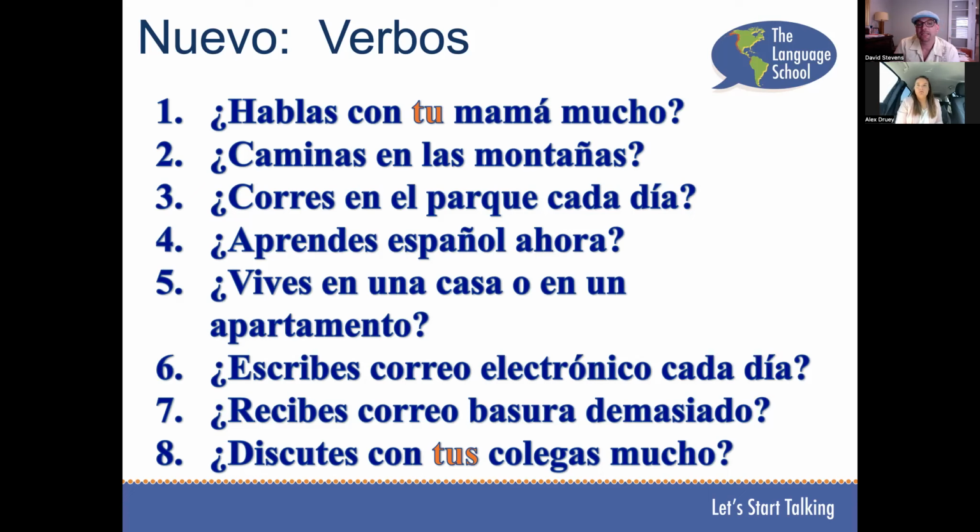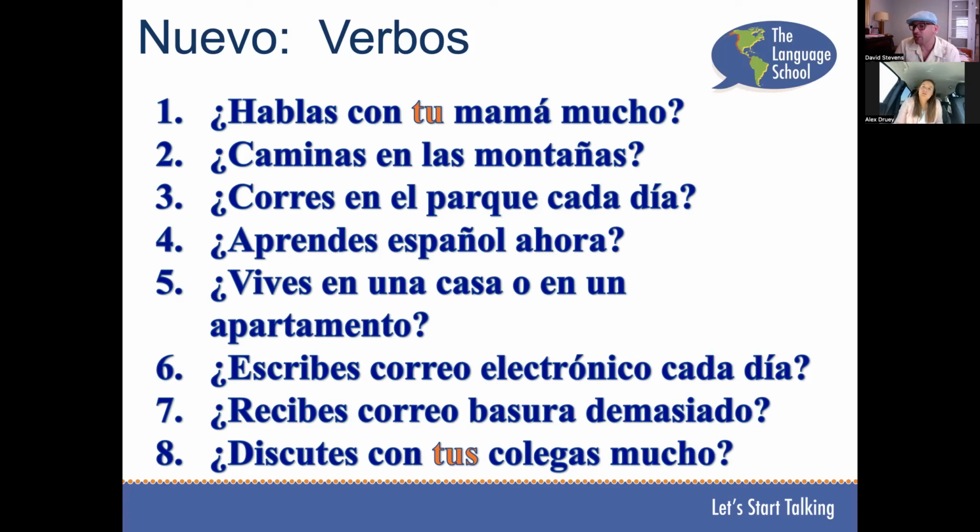¿Vives en una casa o en un apartamento? Vivo en una casa. Don't say me, just vivo. Vivo en una casa. Okay. ¿Escribes correo electrónico cada día? Sí, escribo correo electrónico cada día. Okay, good.